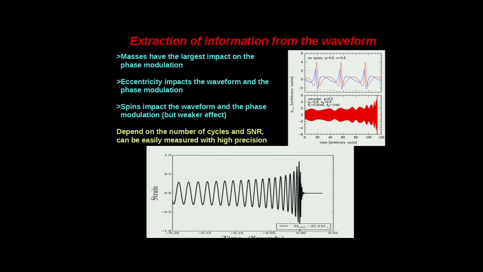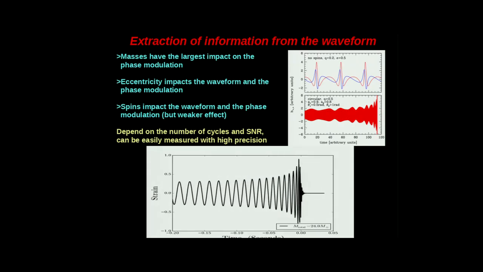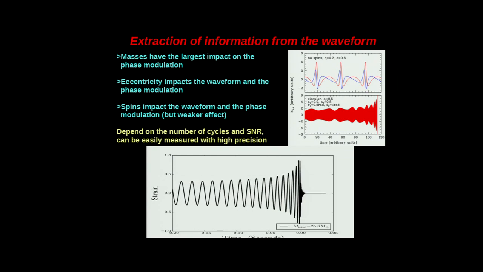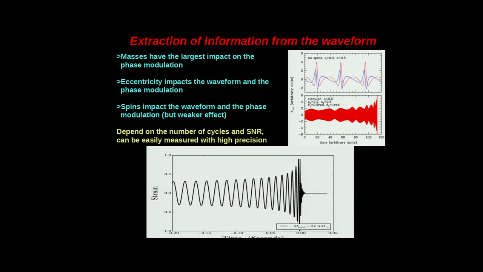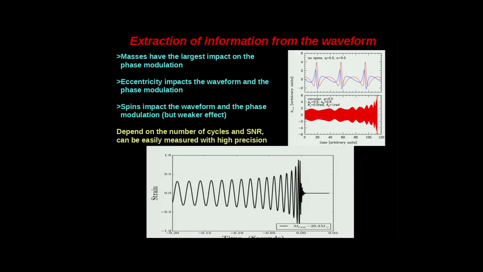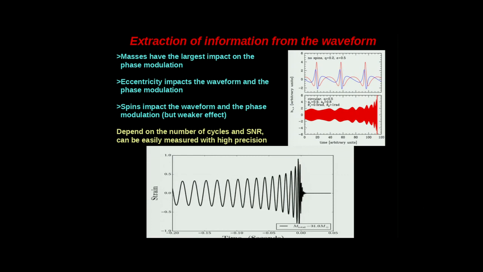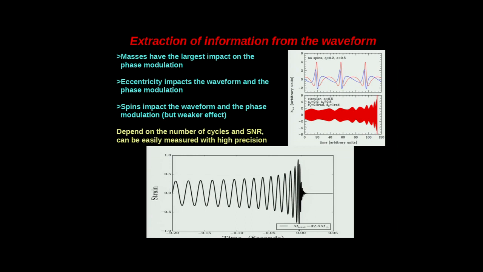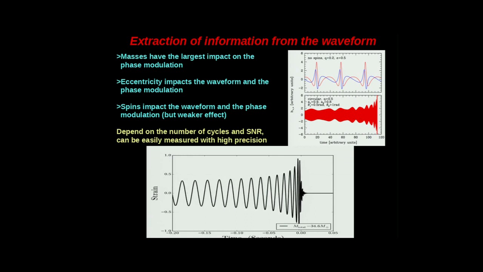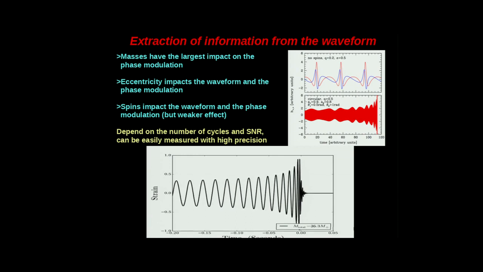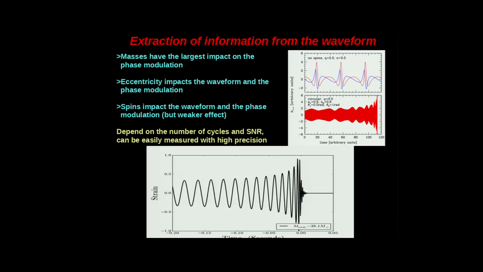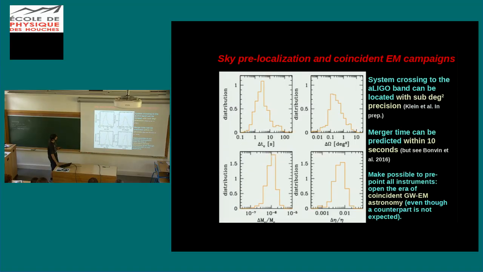So as I said before, you can get the property of the source from the waveform. This is a nice GIF from Walter del Pozzo, which shows how the waveform changes by changing the total mass of a system. So if you can measure the waveform, or phase up the waveform, well enough, you can actually measure the property of the system. And one interesting prospect for the detection of these multi-band sources is that you can measure some of the parameters in LISA with stunning precision.